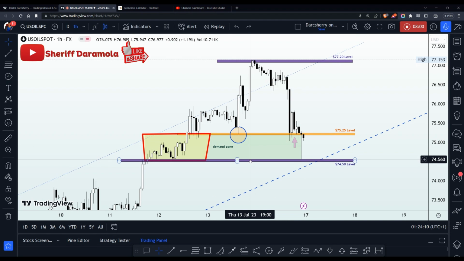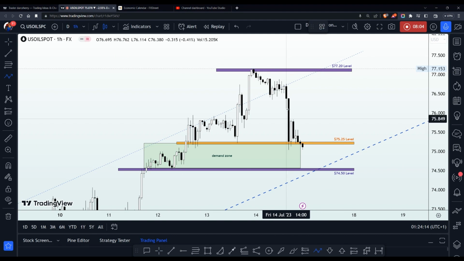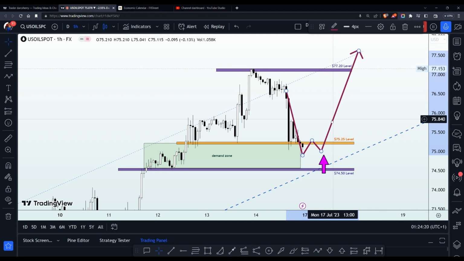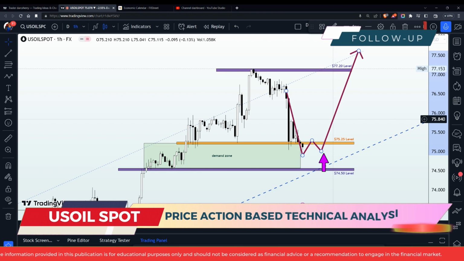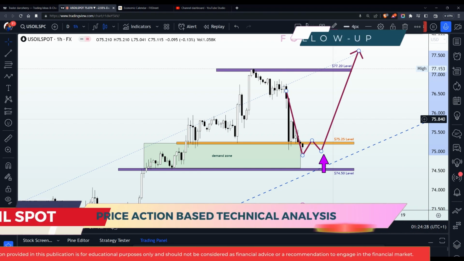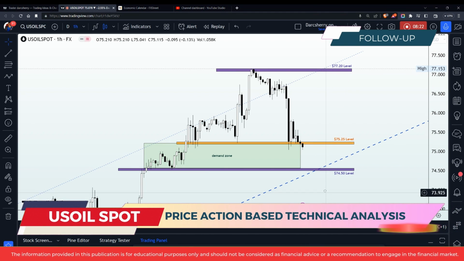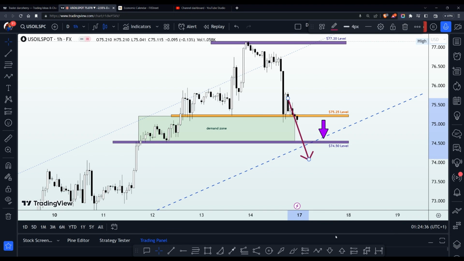So I'm of the opinion that this level might hold for the week, and we might likely see patterns and structures that will support the idea of a trend continuation to the upside. Then we could be considering buying anywhere above that $75.25 level, which is going to be serving as my key level for this week.